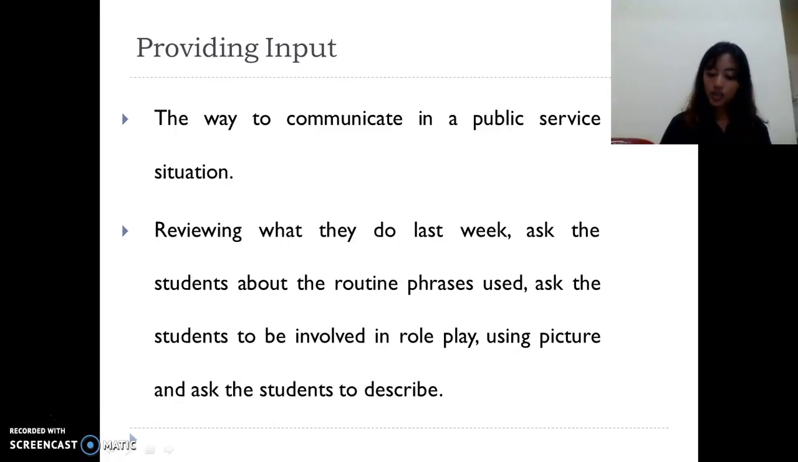Like when the students did the hairdresser role play, the teacher gave the hairdresser a picture and the customer described what kind of haircut they wanted, and the hairdresser picked the picture which is similar to what the customer described.